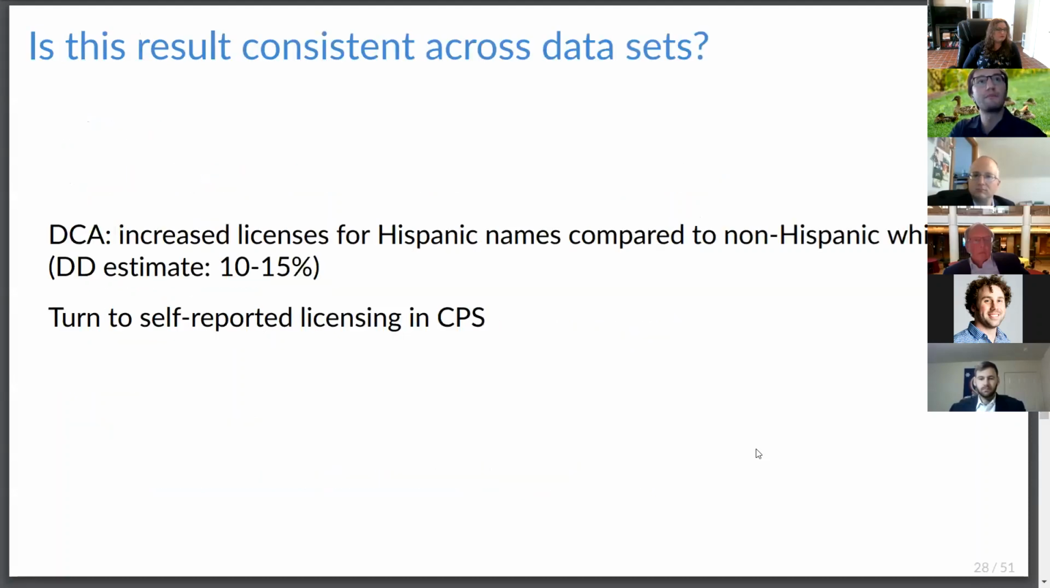Okay. So then I look to see if the results are consistent across data sets. I have these results where it looks like there's between a 10 to 15% increase for Hispanics relative to non-Hispanic whites after this period. And so now is when I turn to the CPS data.